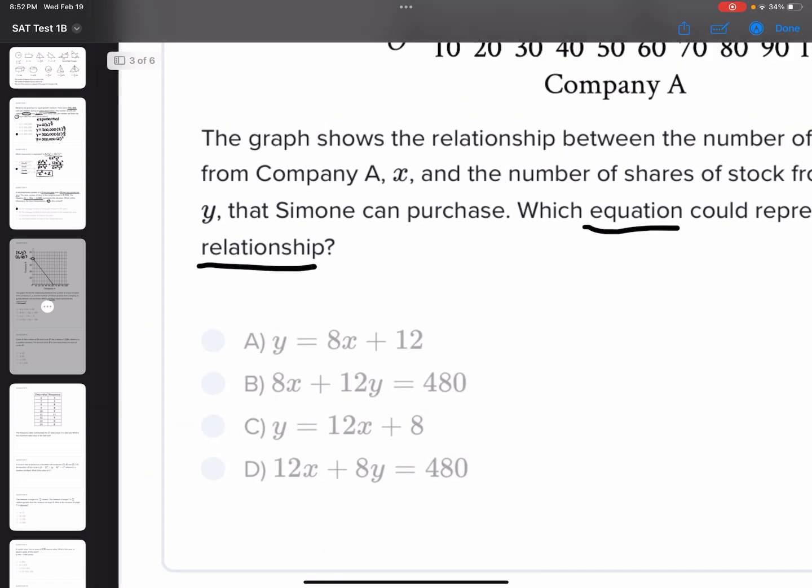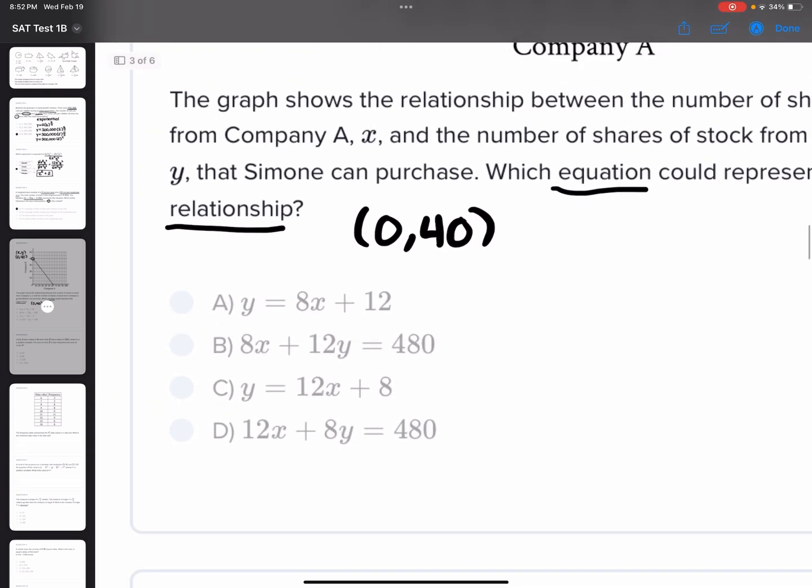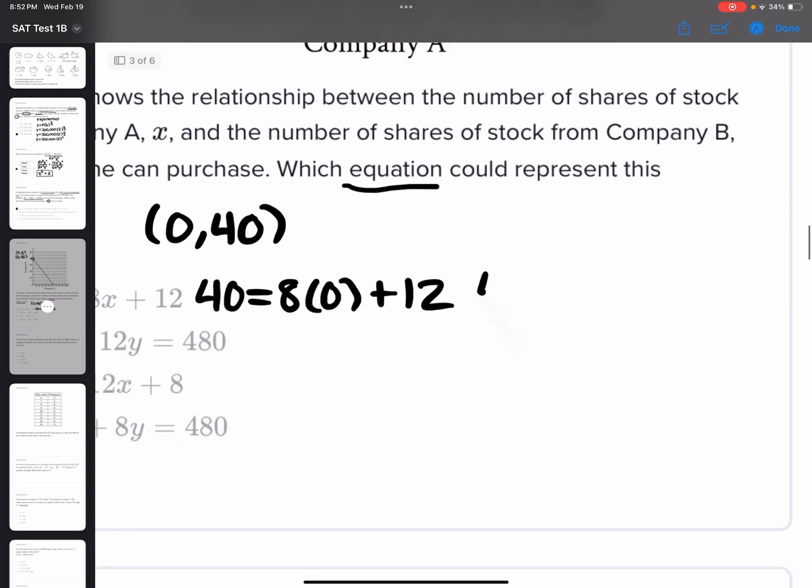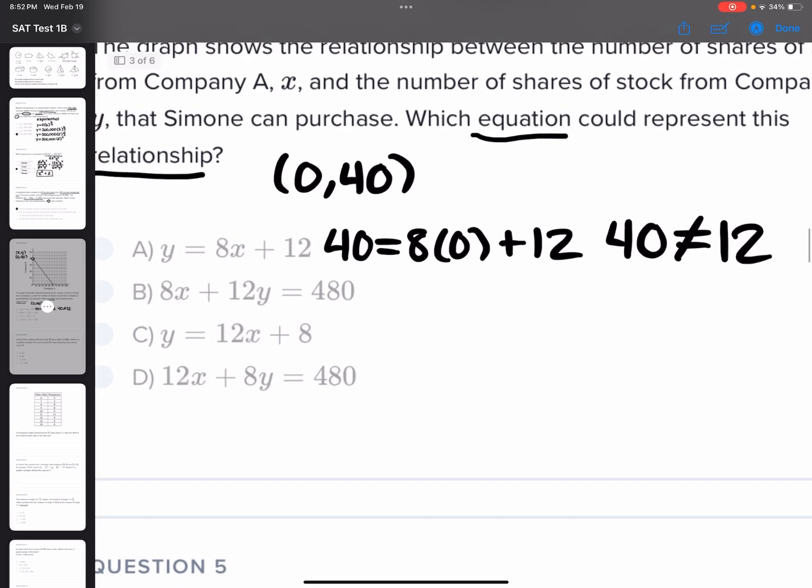Okay, so we are given the point 0, 40, since I'm zooming in right now, I just want to point that out. We are given y equals 8x plus 12. Okay, so just quickly plugging this in, 40 must equal 8 times 0 plus 12, which is basically 40 equals 12. That is not mathematically correct. We know that A is not the answer.